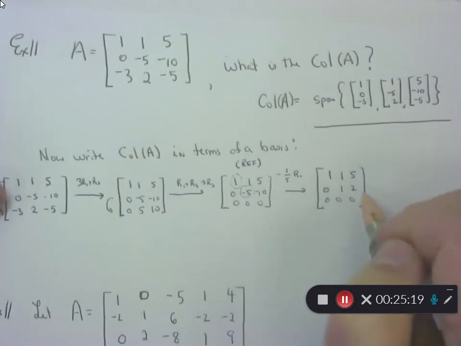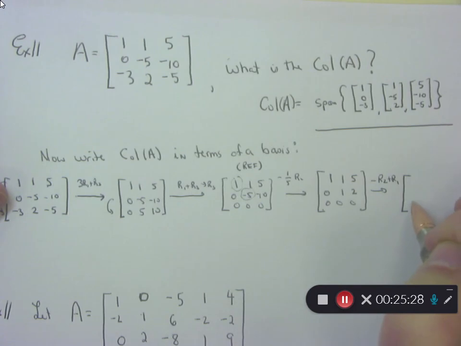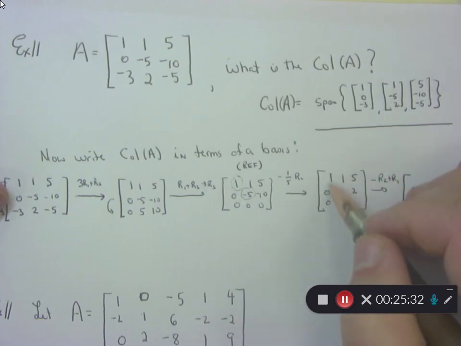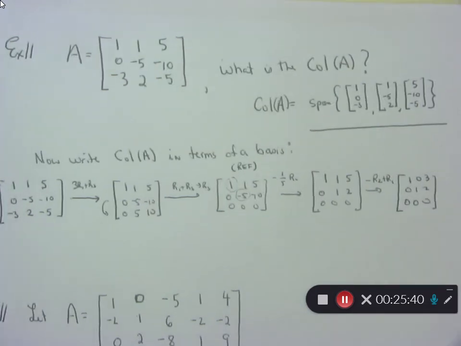And then I would do one more move: -1 times row 2 added to row 1, replace row 1 with that, and that gives me 0, 0, 0 on the bottom, 0, 1, 2, and then 1, 0, and then -2 plus 5 is 3. So, this is now RREF.